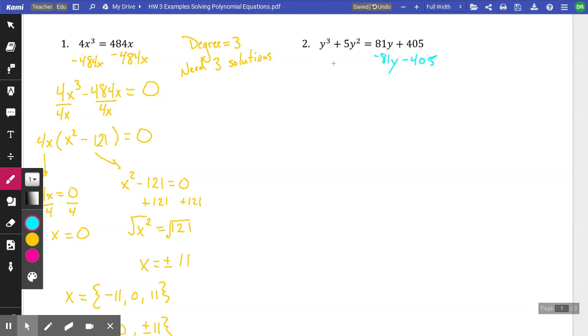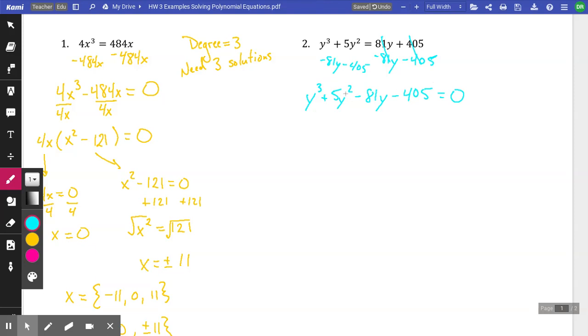And on the other side, since I'm solving an equation, whatever I do on one side, I do on the other. Okay, and from there, we know these are going to cancel away. So what do we have on the left side? We have y to the third plus 5y squared minus 81y minus 405 is all equal to 0. Okay, so we have equals 0 there.